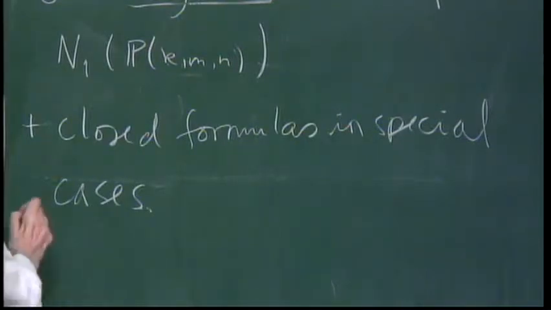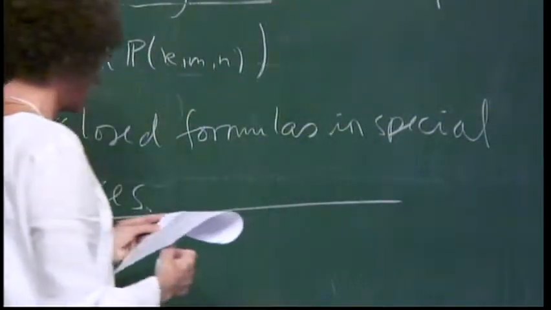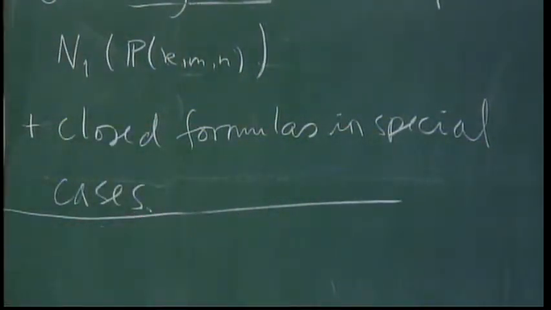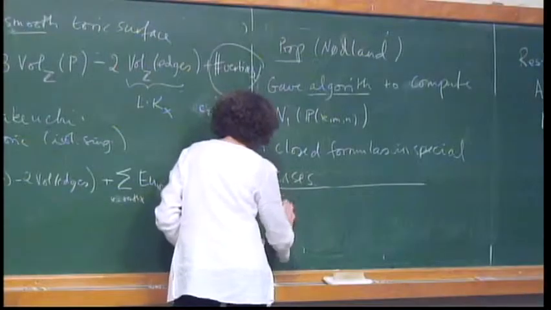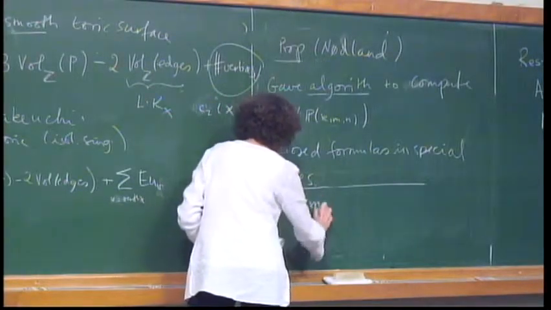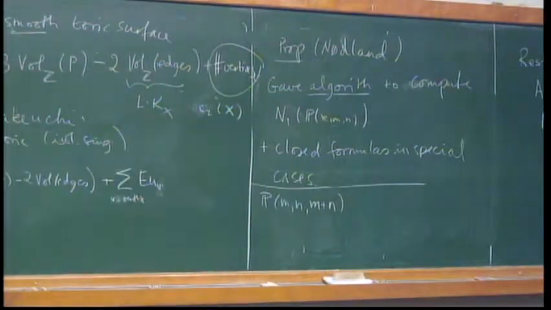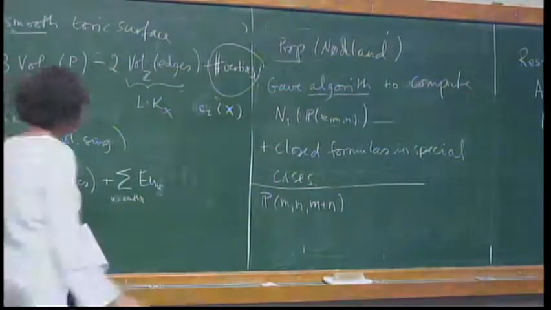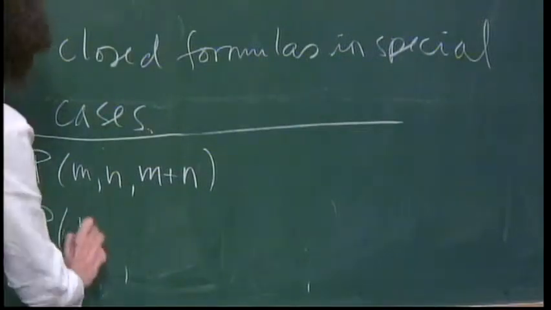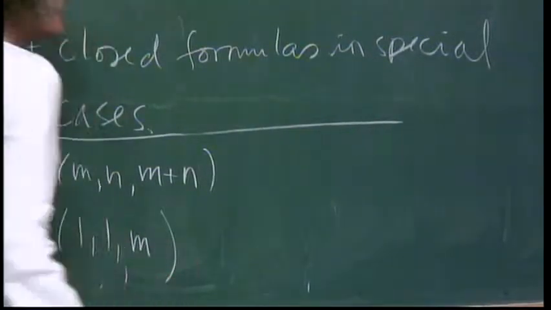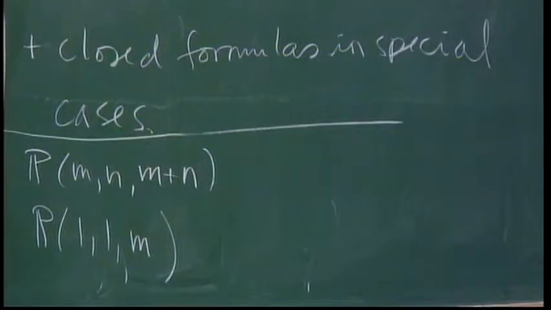For example, well, maybe I should not give it. If you look at P, M, N, M plus N, you can give a closed formula, for example. If you look at P, 1, 1, M, you can give a closed formula.